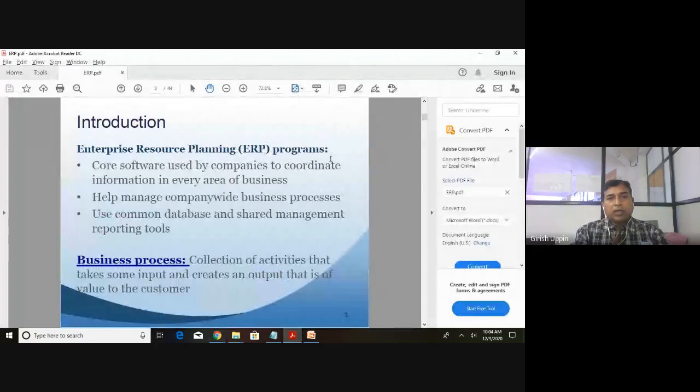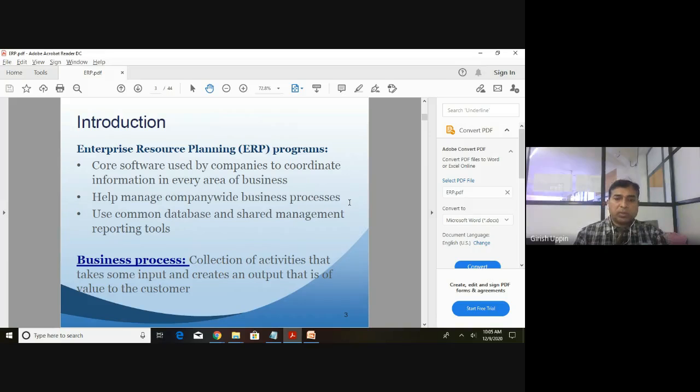Okay, as we understand, enterprise resource planning is a core software used by companies to coordinate information in every area of the business. Every area of the business means different functional areas, or you can think of them as different departments of the organization, which help manage company-wide business processes. Whatever business processes are established in that particular company, it will help to manage.